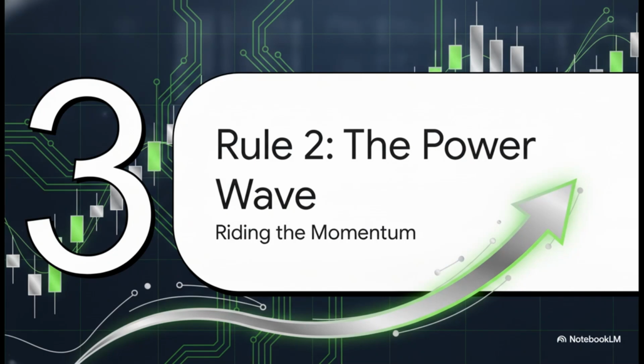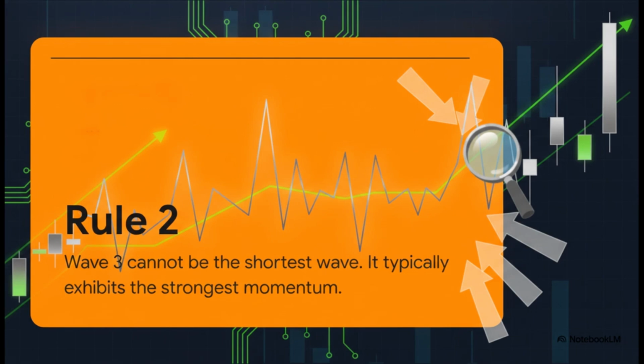Next up, section 3, rule 2, the power wave. Rule number 2 dictates that wave 3 can never be the shortest wave. Out of the 3 motive waves, so 1, 3, and 5, that third wave cannot be the runt of the litter. This single constraint is honestly what creates those massive profit opportunities for traders. Why? Because wave 3 represents the true unbridled momentum of the trend. It's where the big money is made.